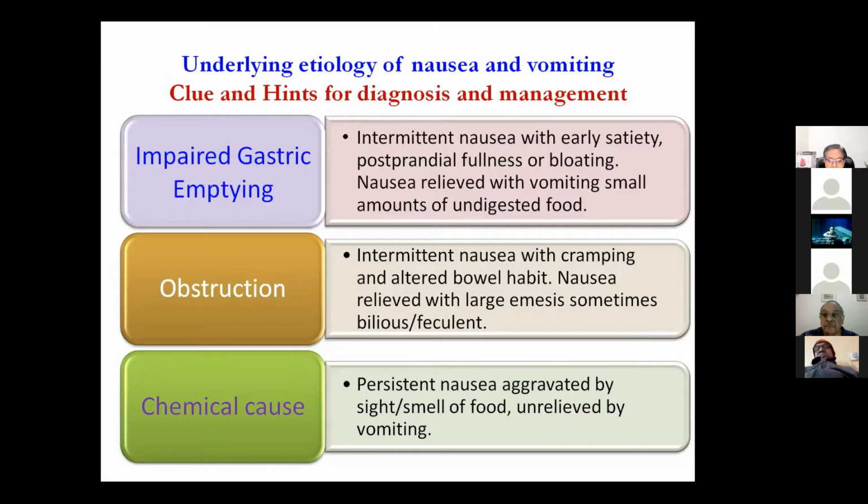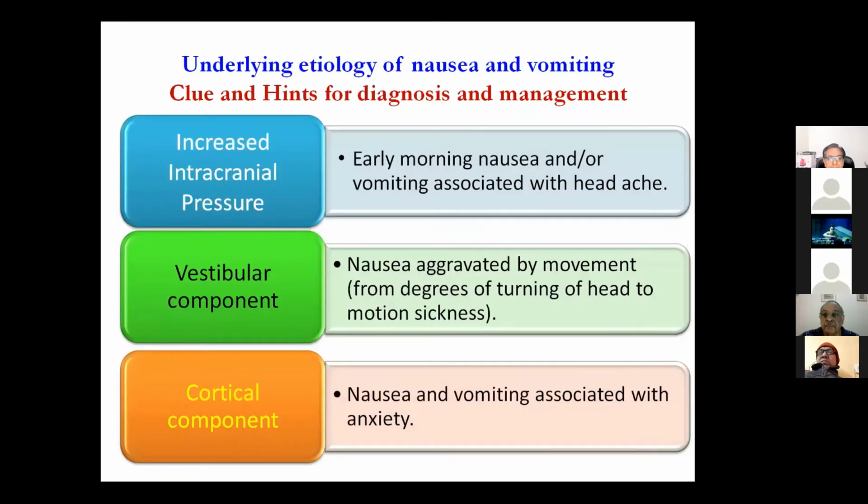If a patient has persistent nausea aggravated by sight or smell and unrelieved by vomiting, this means there is some underlying chemical cause. By chemical cause, I mean drugs, maybe opiates like morphine, or it could be chemotherapy-induced as well. If a patient reports early morning nausea and vomiting associated with headache, this means there is some issue with the cerebral cortex, which could be because of a primary tumor or metastasis. If the nausea is aggravated by movement, from turning of the head to motion sickness, this means there is some lesion with the vestibular component, which could be a central lesion, or it could be because of metabolic or electrolyte abnormalities as well.